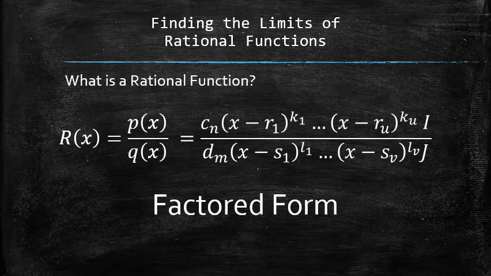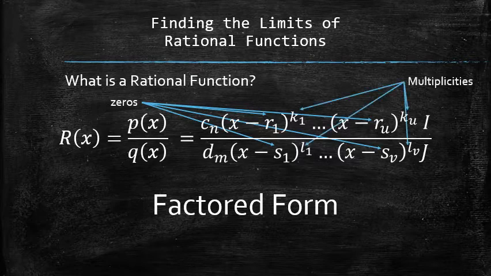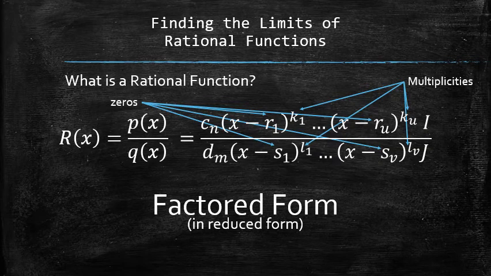When a rational function is written in factored form, we can easily read the zeros and the multiplicities of the polynomials in the numerator and the denominator. Of course, for each polynomial, the sum of all multiplicities adds up to the degree of the polynomial. If the numerator and denominator have no common factors, then such a rational function is said to be in reduced form. If there are common factors, then we would write the rational function in reduced form by removing the common factors from the numerator and denominator.